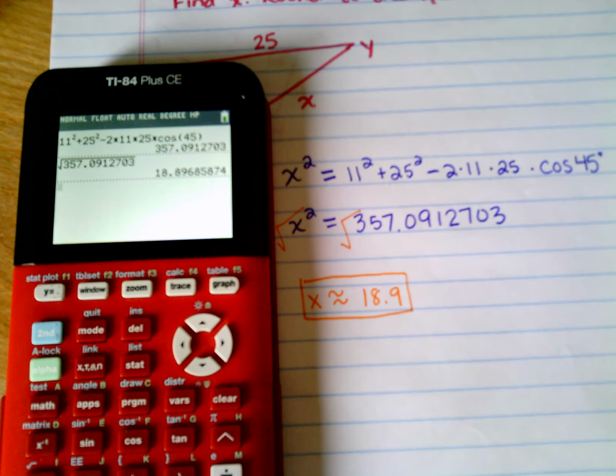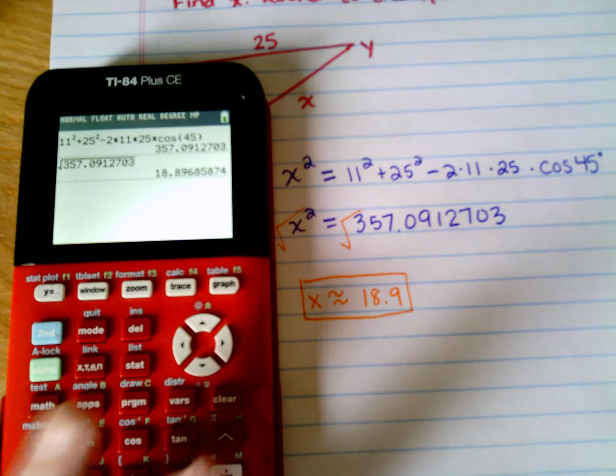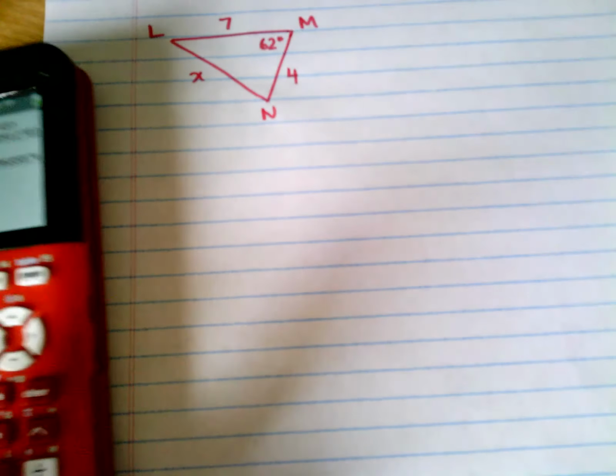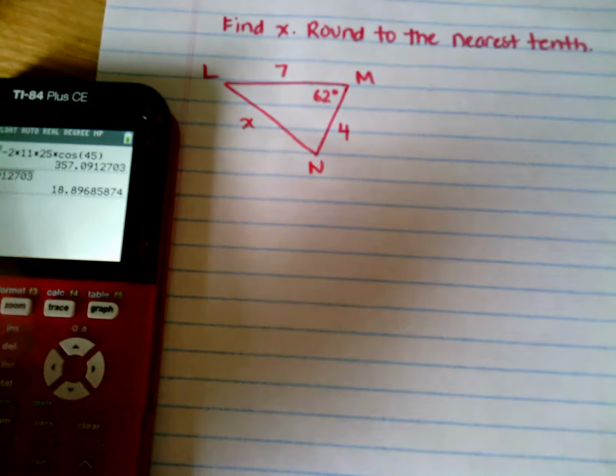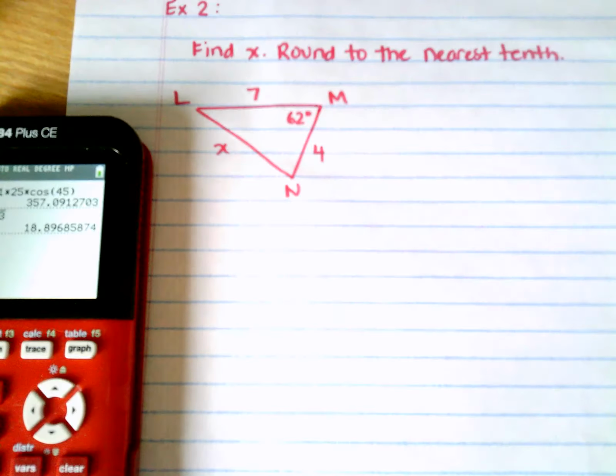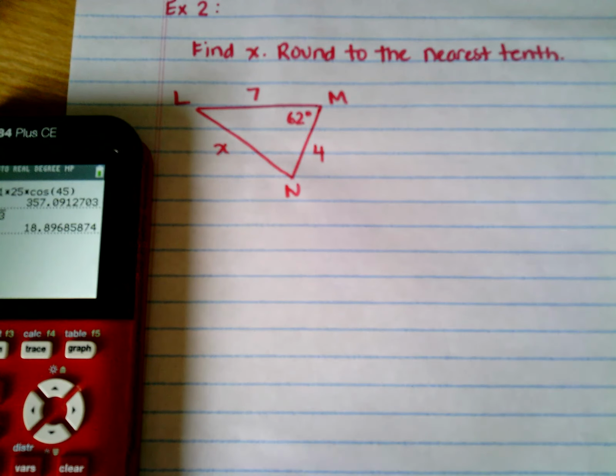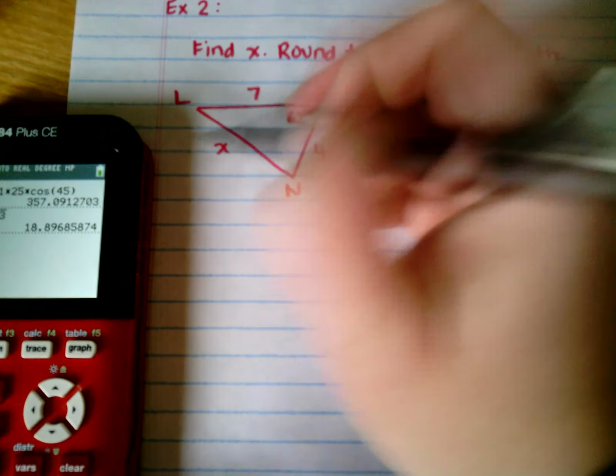Sometimes I actually think the law of cosines is easier than the law of sines because it's just one straight shot in the calculator, but it's scary to look at sometimes. Okay, let's jump to the second example. We're just going to do one more just like this so that we can make sure we know what we're doing. And once again, we're going to find the value of x. We're going to round to the nearest 10th. So I'm going to locate x.